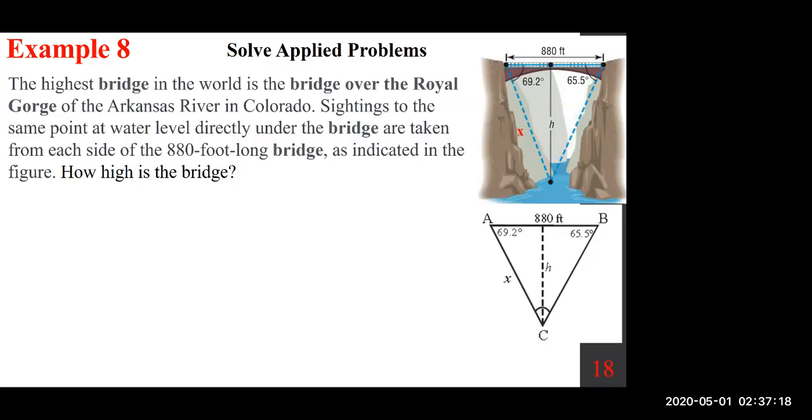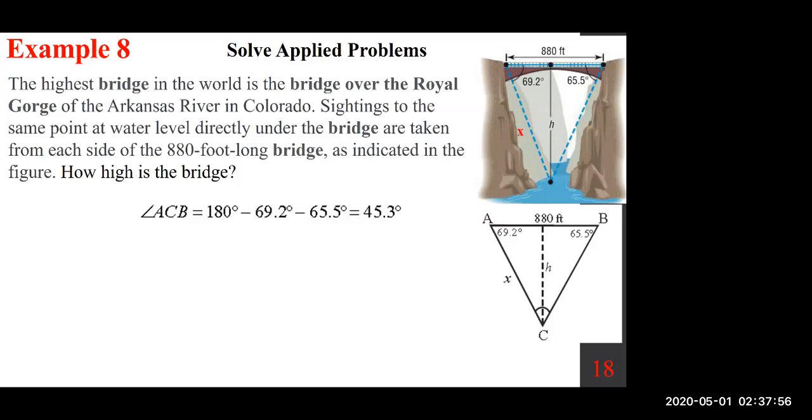You have those angles, 69.2 and 65.5. Obviously we have all the angles because we can add up those two and subtract from 180. That shouldn't be a big deal, right? They must add up to 180, so the missing one can be found easily. Now, since we have all the angles and one side is 880, we can find all the sides. So we can find one of the sides, that is x.